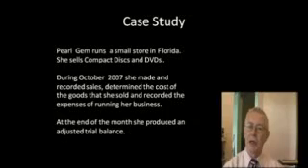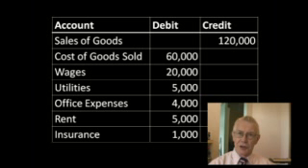Let's look at a short case study. Pearl Gem runs a small store in Florida selling compact discs and DVDs. We're going to look at her events for October. We start by looking at her adjusted trial balance. These are the accounts that we are interested in. Note that these are the accounts that relate to revenues and to expenses.